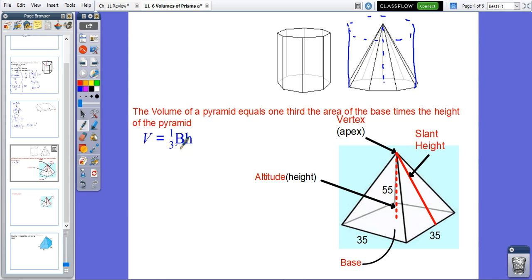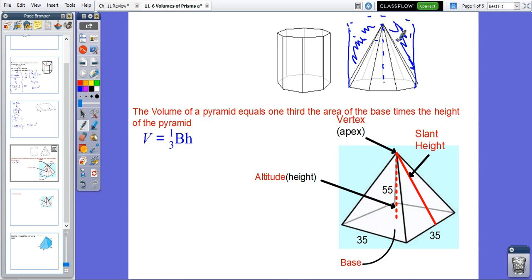So the idea, we use the same formula, area of the base times the height, but we're going to divide that by 3, because think about this. Look at all this empty space all the way around, because the pyramid is only touching around the bottom of the base, and then this one spot right here. Everything in between is just empty space. So there's a lot more empty space than there is space taken up.